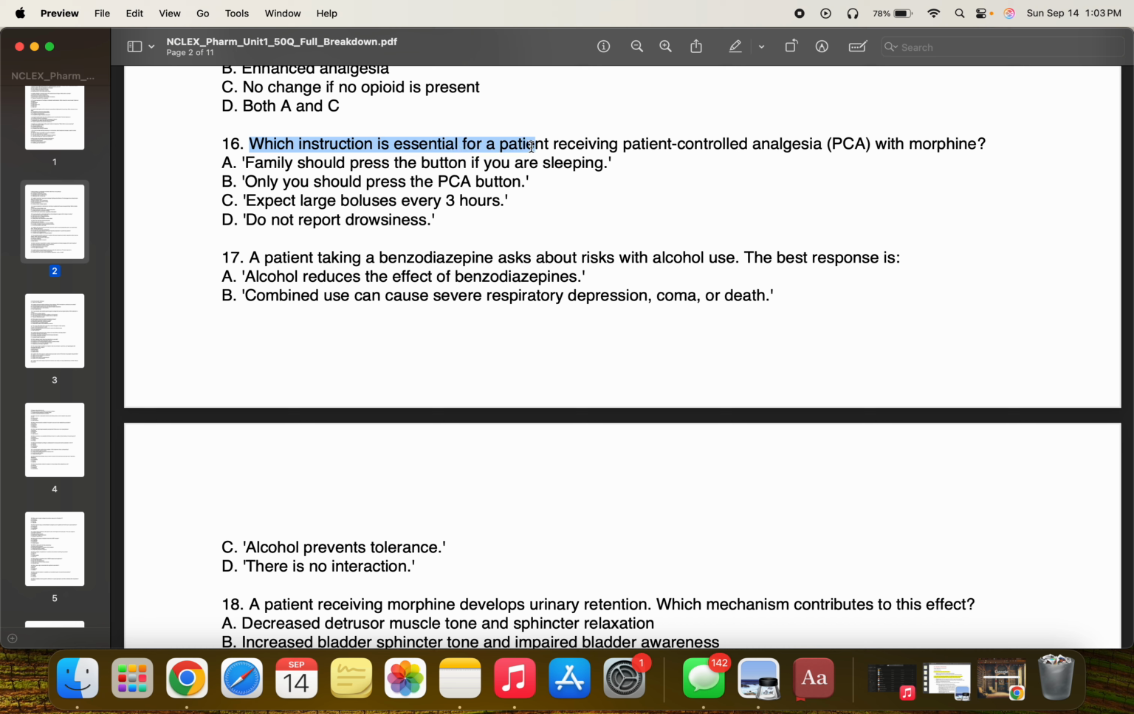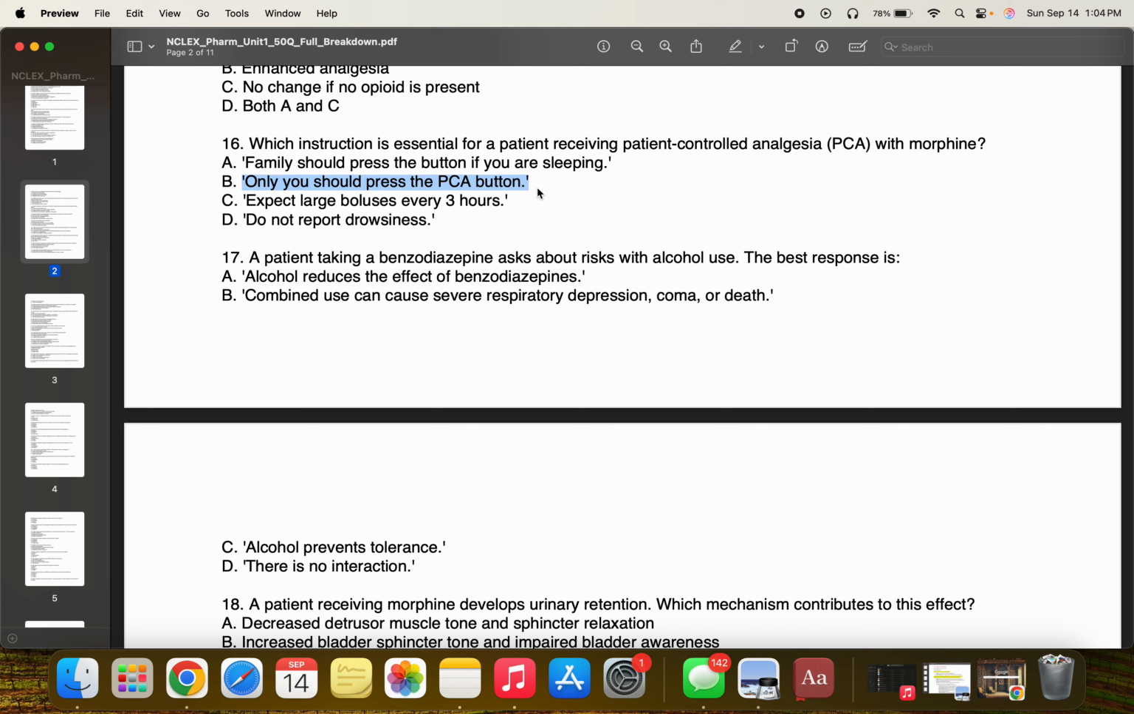Okay, which instruction is essential for a patient receiving patient-controlled analgesia, a PCA, with morphine? That's the little machine, that's the button. Okay, family should press the button if you are sleeping. Only you should press the PCA button. Expect a large bolus every 3 hours. Do not report drowsiness. So, B, clearly.